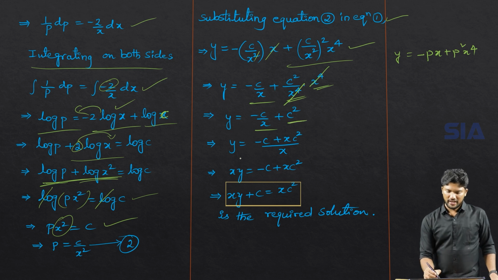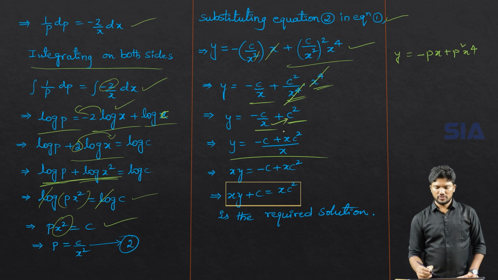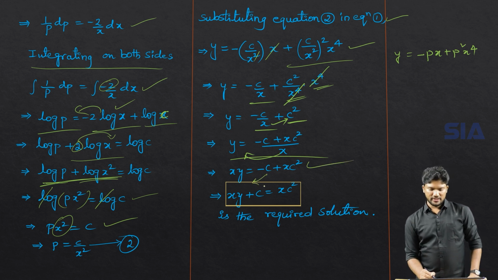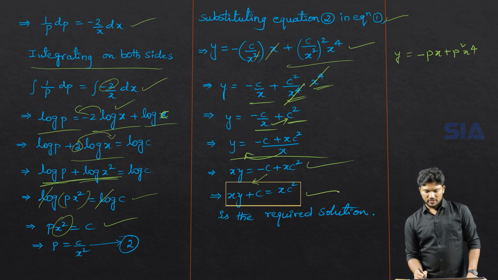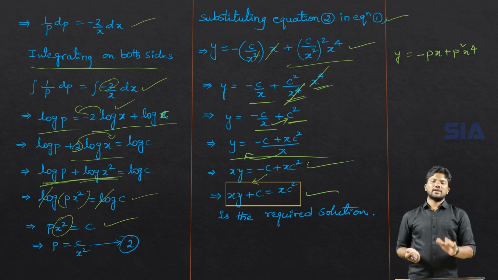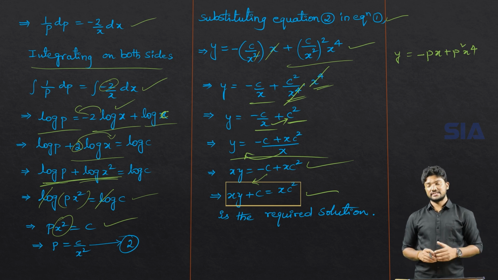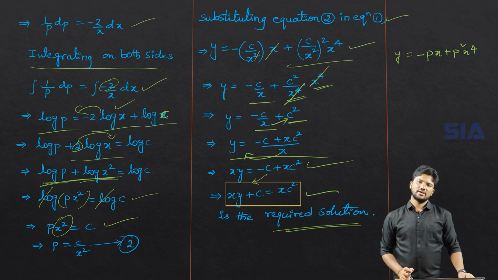Now take the LCM on the RHS. y is equal to minus c plus x into c square, by x. Send the denominator x to LHS, x into y is equal to minus c plus x c square. Send minus c to LHS, so therefore xy plus c equal to x c square. When you write xy plus c is equal to x c square, that is the required solution, solvable for y.